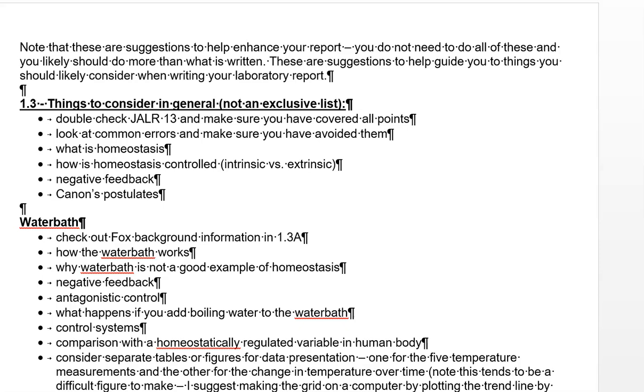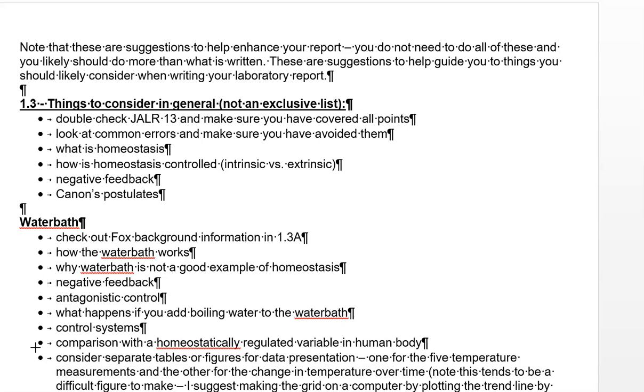So this one's on 1.3. In general, here are some things to consider. Double check JLR 13 and make sure you have covered all the points. Make sure you can check off each one on that checklist and then appropriately get it done. Look at the common errors that I've posted and make sure that you have avoided them.